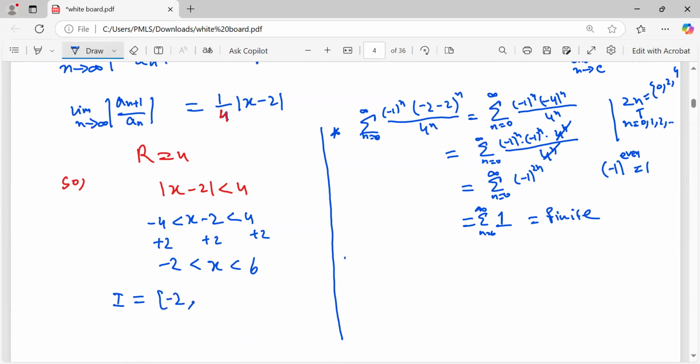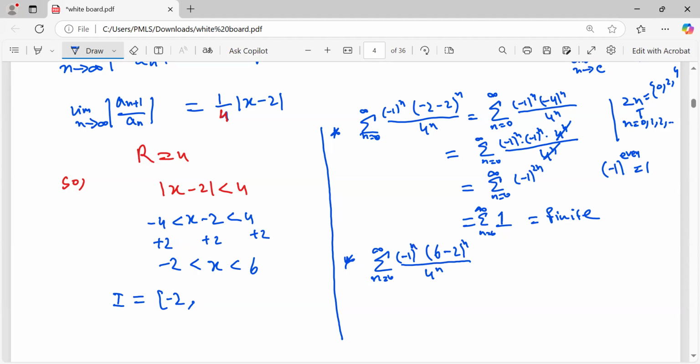Now we need to check it out. The second endpoint is x equal to 6. For this, again we will do the same procedure. We will put x equal to 6, so it will be (6 minus 2) raised to power n over 4 raised to power n.